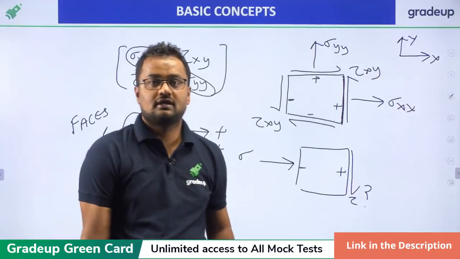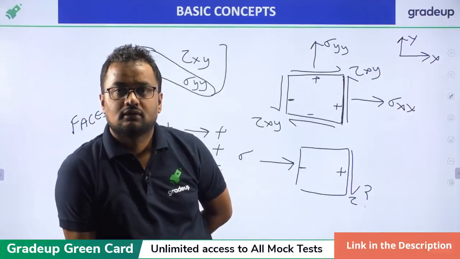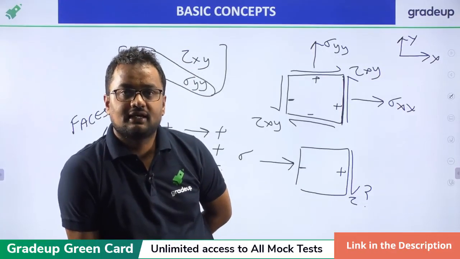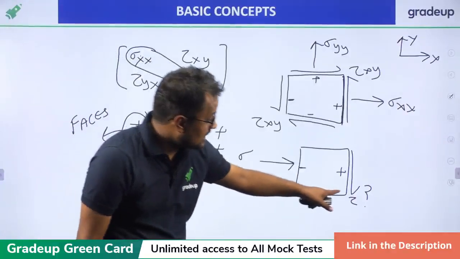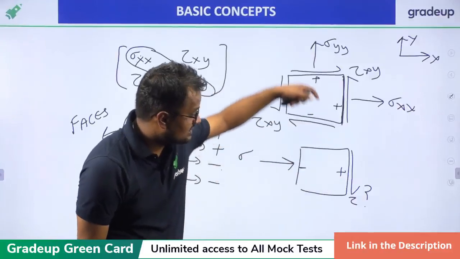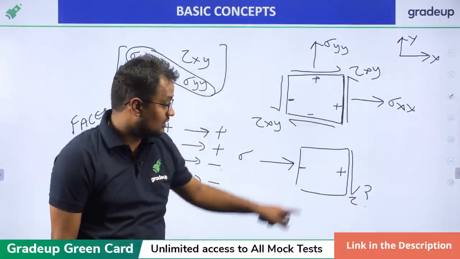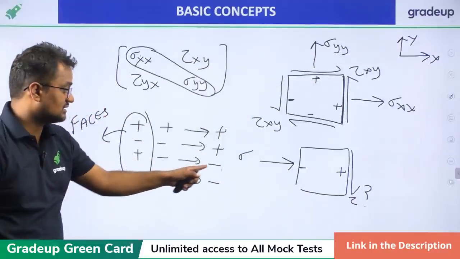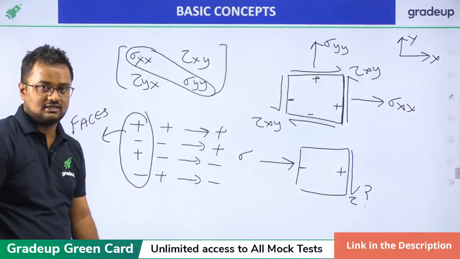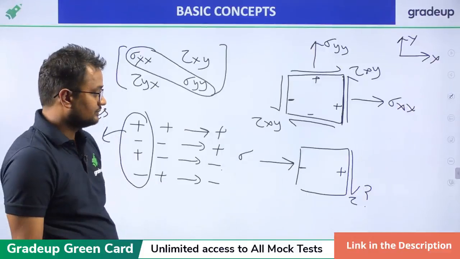Okay, most of you are right. Khushbu is right. She is saying negative. Jignesh is saying positive. See, Jignesh, here this tau is acting on a positive face and in a negative direction. Positive face, negative direction is taken as negative shear stress. Negative stress. Okay.